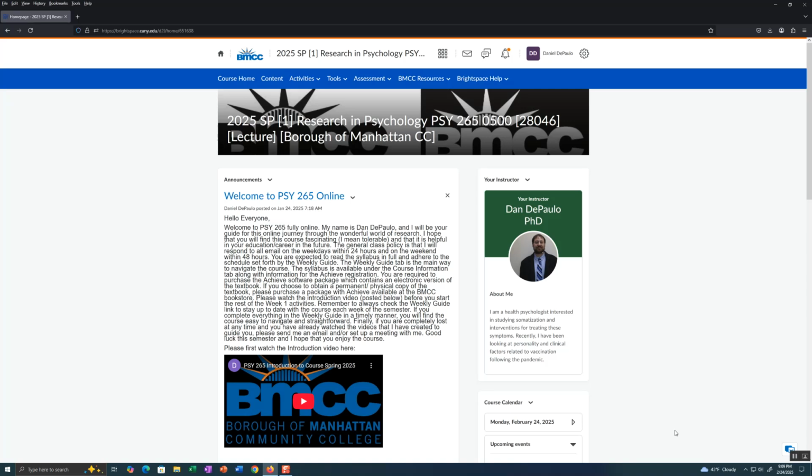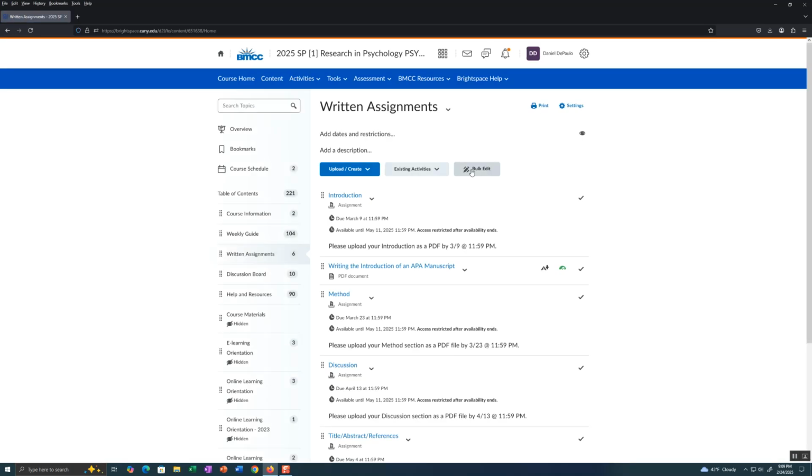So if we're going to write the introduction, we need to look at the instructions, which are available in the written assignment section. So you're going to go to content. You're going to look here. You see introduction here with the little paper symbol. This is where you're going to load your assignment. You're going to upload your PDF file here. But if we want to know how to write the assignment, we're going to look at writing the introduction of the APA manuscript. These are the instructions.